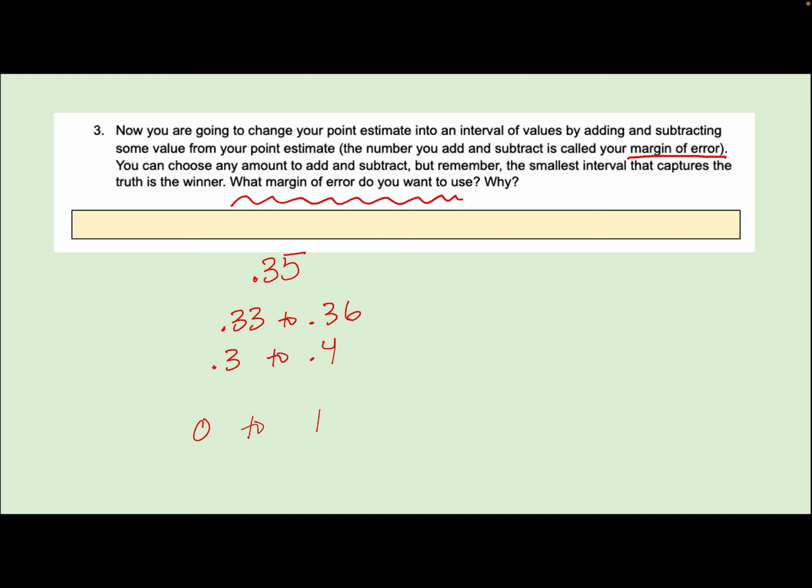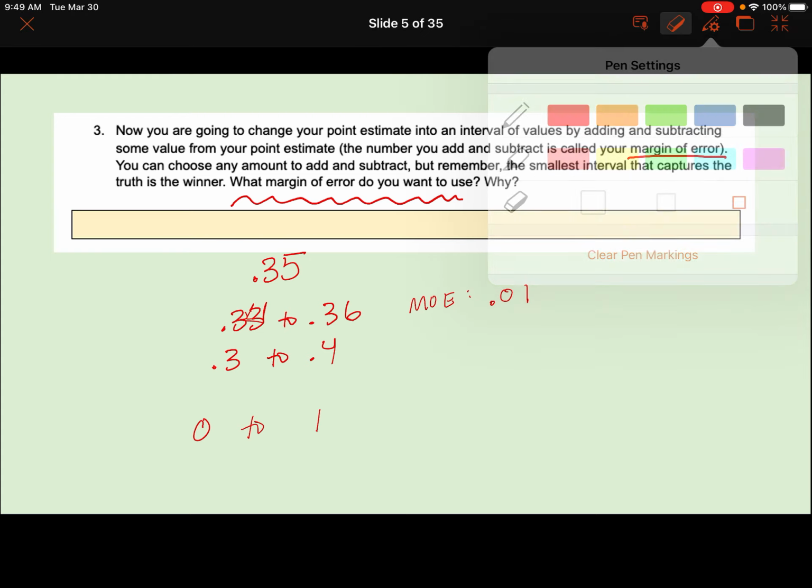Oh, and just real quick on the margin of error, just for my examples here, this first one has a margin of error of 0.01 because I messed that up actually. Let's pretend this is a 4. Let's not pretend. Let's do it. Make it a 4.